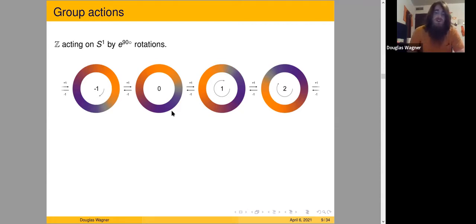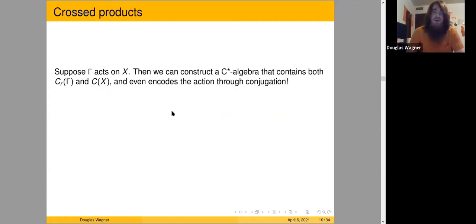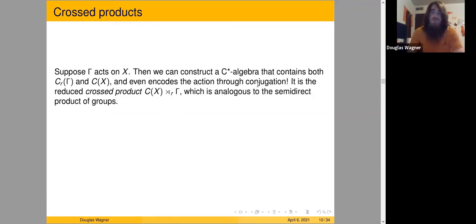So when a group acts on the topological space, it's also acting on the functions. And we can create a C-star algebra which bundles up the group and its C-star algebra, as well as the continuous functions. And it even contains the information about the action, which can be reproduced through conjugation. So this bigger C-star algebra is called the cross product, the reduced cross product. And it's similar to the semi-direct product of groups, if you're familiar with that.